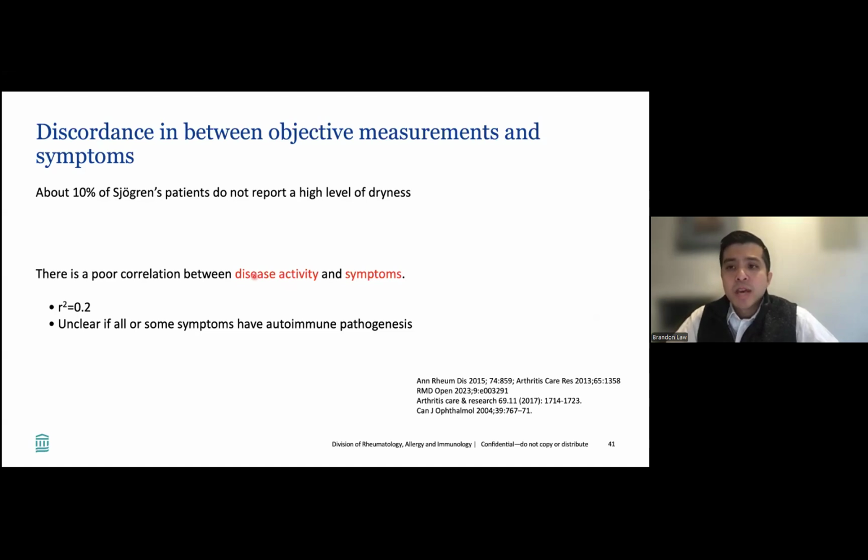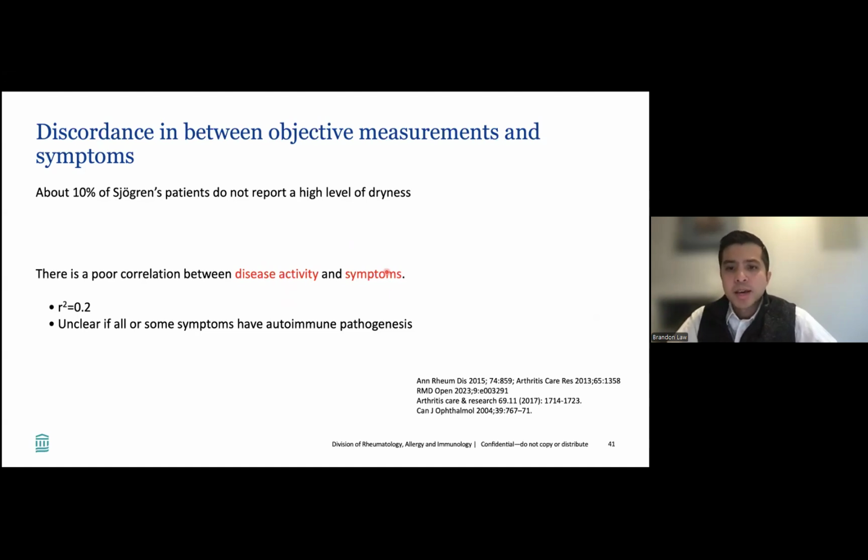There's also another related point, which is that there's a very poor correlation between disease activity and symptoms in Sjögren's. So this is a tension that has been seen in clinical studies that have been performed.